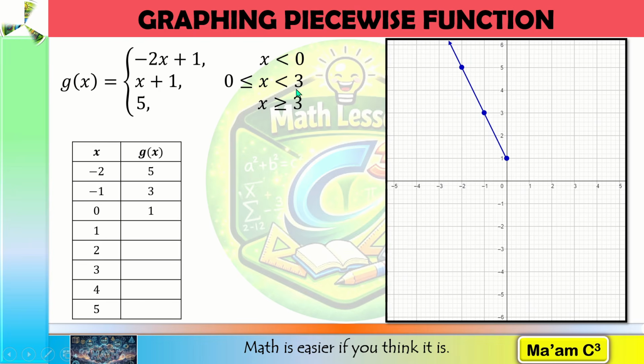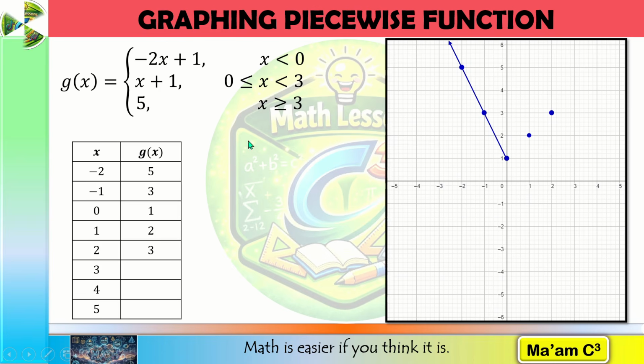Next one, we have 1. 1 is less than 3. So this condition still, 1 plus 1 is 2. If x is 1, our y is 2. Next one is 2, and 2 is less than 3. So this condition, 2 plus 1 is equal to 3. So if x is 2, our y is 3 in here.